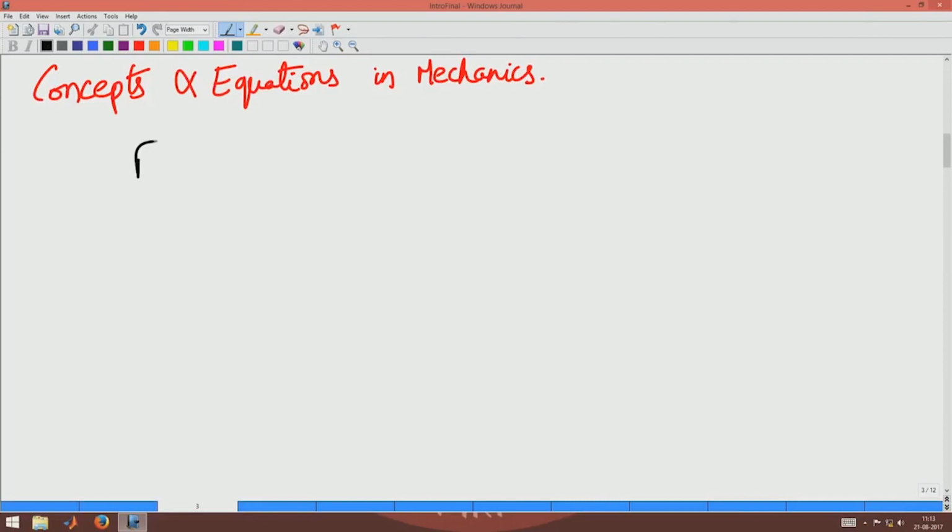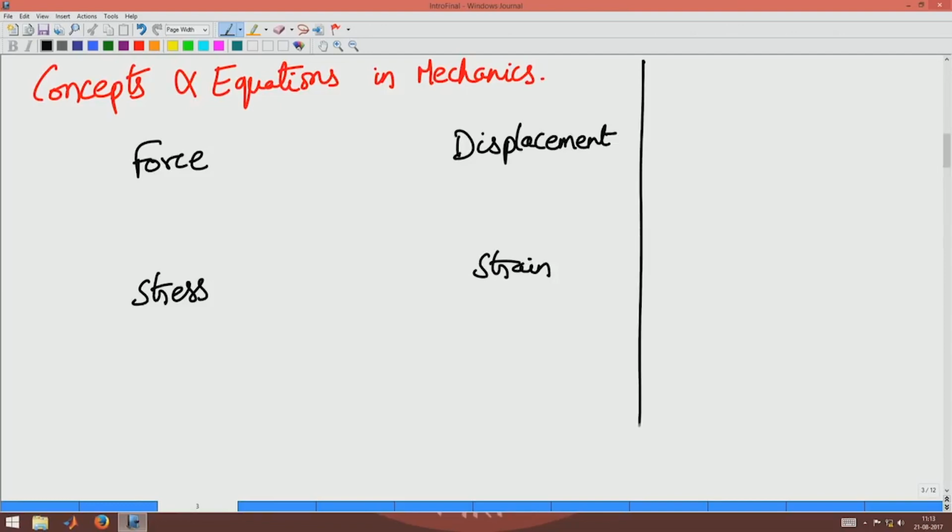Essentially what we are trying to do is relate force to the displacement. Now, we are not going to relate them directly, but through 2 other quantities called stress and strain. Let us first understand why we need these 2 concepts and why we can't relate force and displacement directly. The reason is the following.